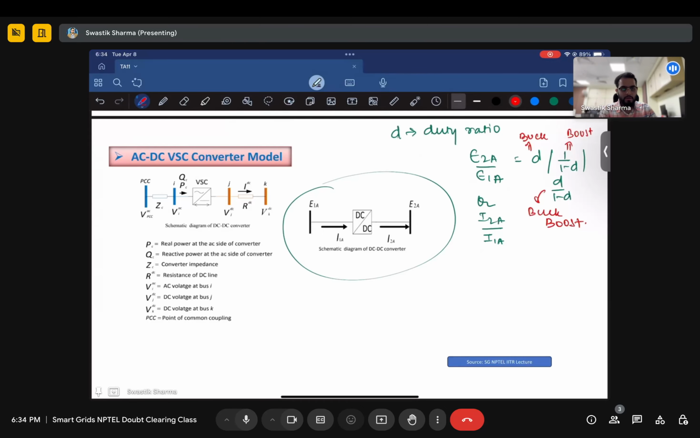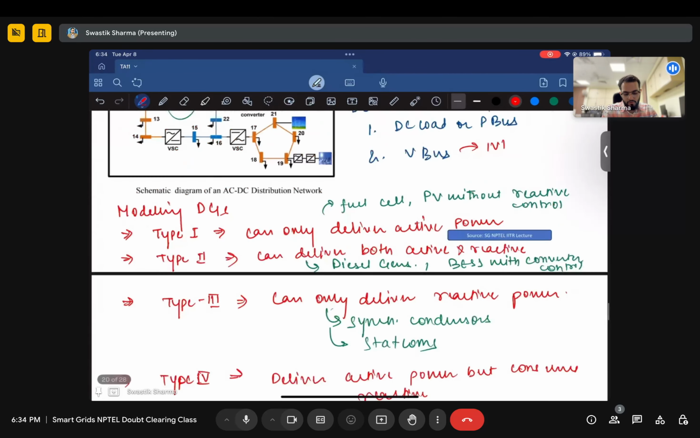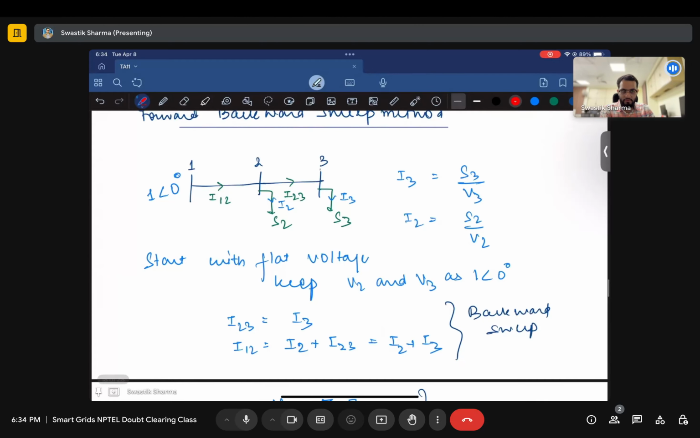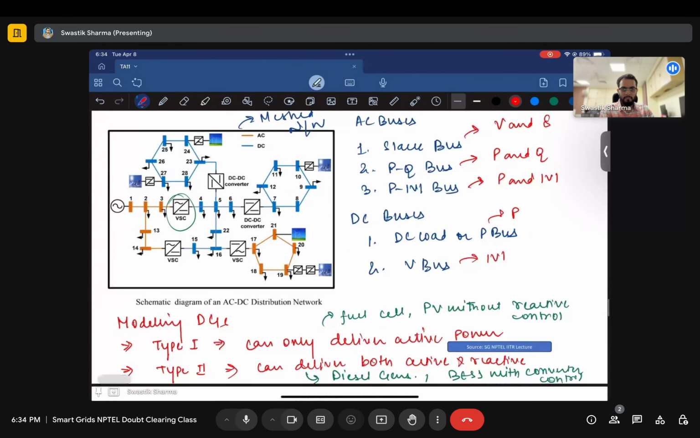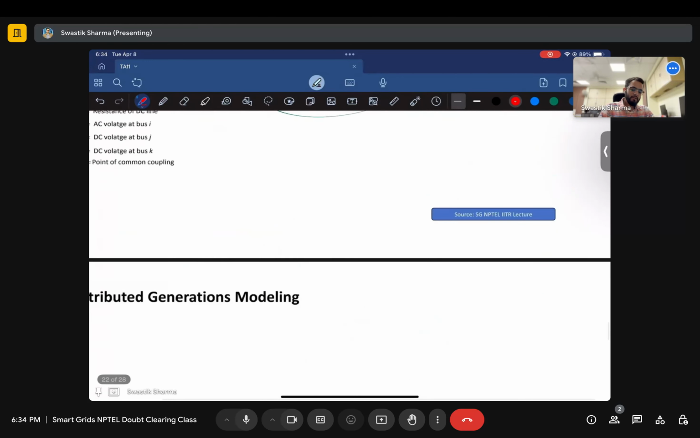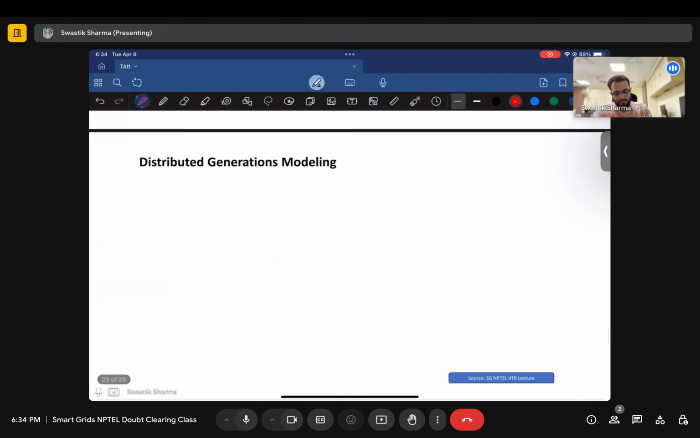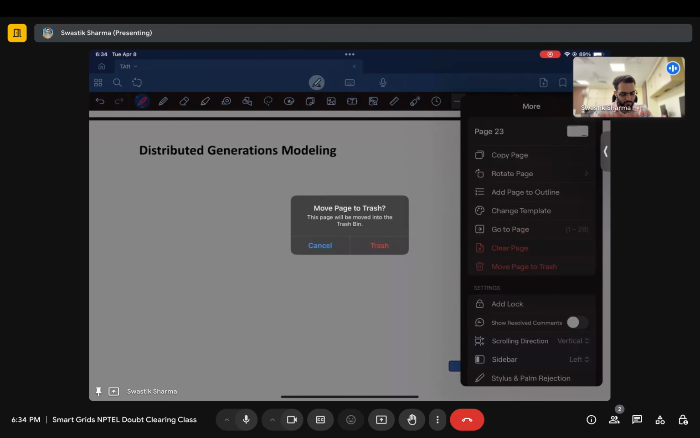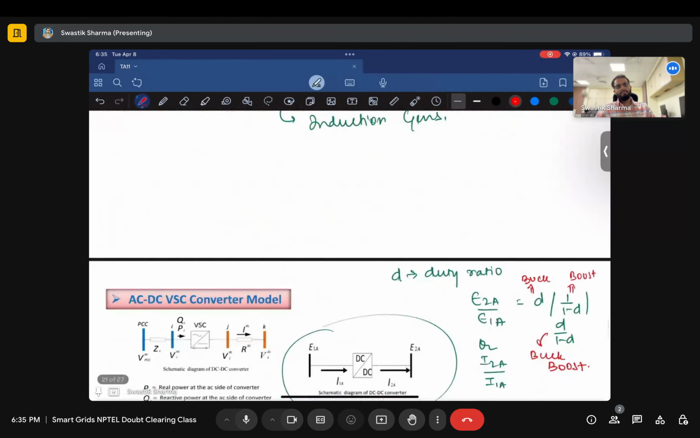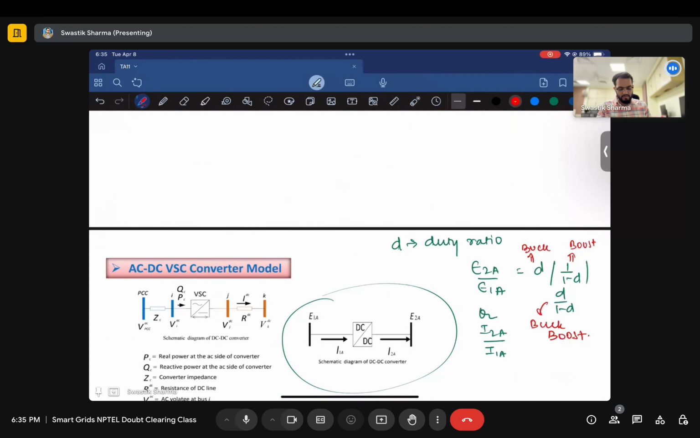So that is how you model your converters, and based on all of this you can easily model the load flow for your AC/DC distribution network, by using this forward backward sweep method, by using the model of the network, by using the model of DGs, and by using the model of your buck converter and boost converter. I discussed distributed generation modeling in detail before, so I had this page, but I don't know why I didn't use it. So this was discussed in this week's lecture.